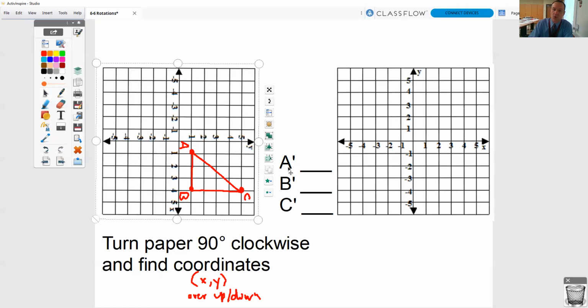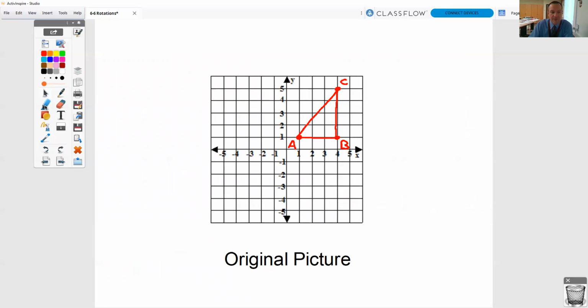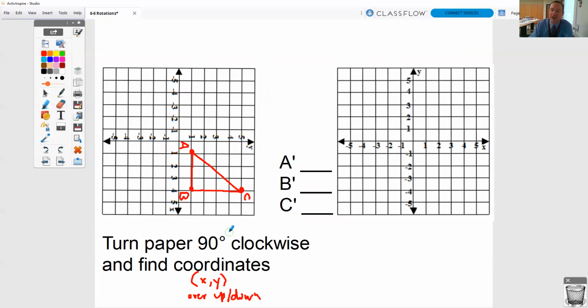Now, when you take a look at this, what you have to remember, and I'm going to go back to this one, is that positive numbers always go up and to the right. Negative numbers always go down and to the left. No matter how you turn your paper, you always have to remember positive numbers go up and to the right, negative numbers go down and to the left. You're going to ignore the numbers on your paper. Some numbers will be the same, some numbers won't be the same.